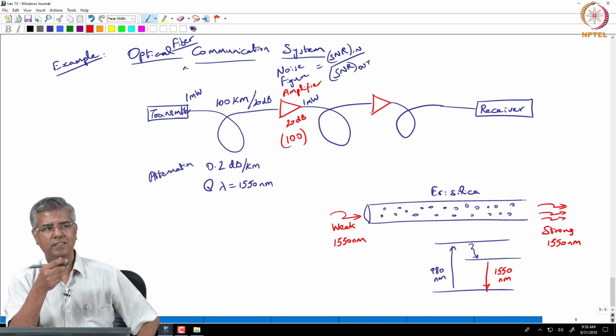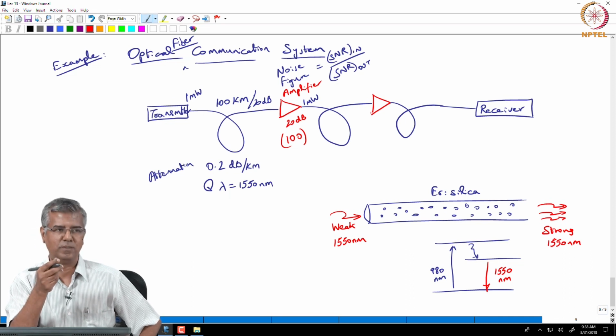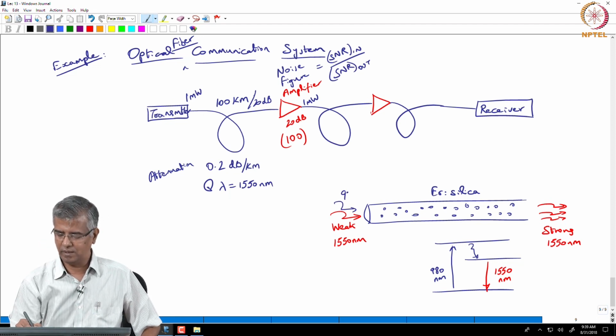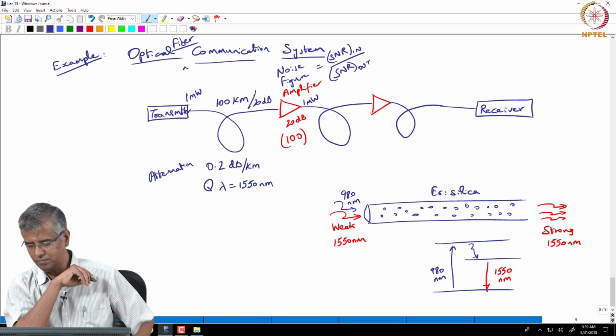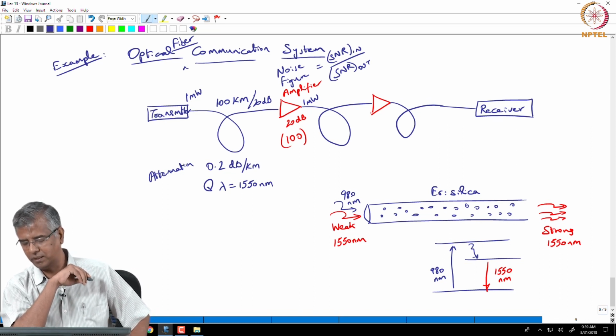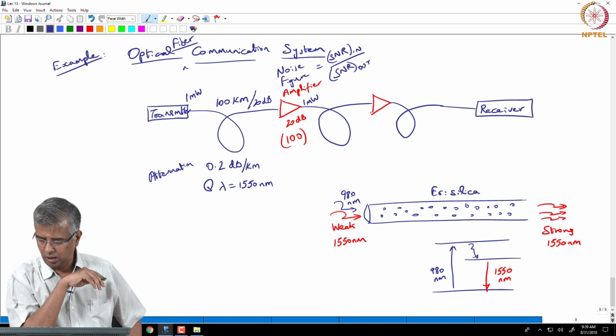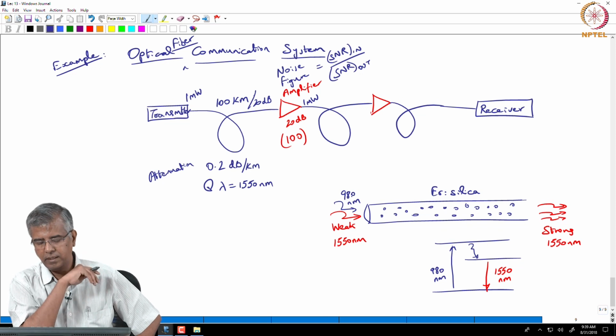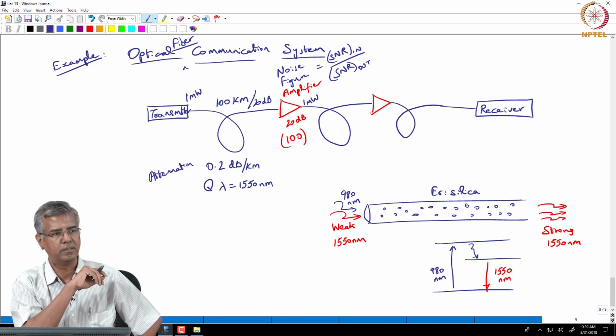And where did we get that extra energy? Through the pump, right? So somehow we have supplied these 980 nanometer photons also into this medium, okay. And so we got this amplification. So the question is, if we are feeding in 980, according to this picture, you already have 1550 nanometers, right? So why are we feeding in 1550?